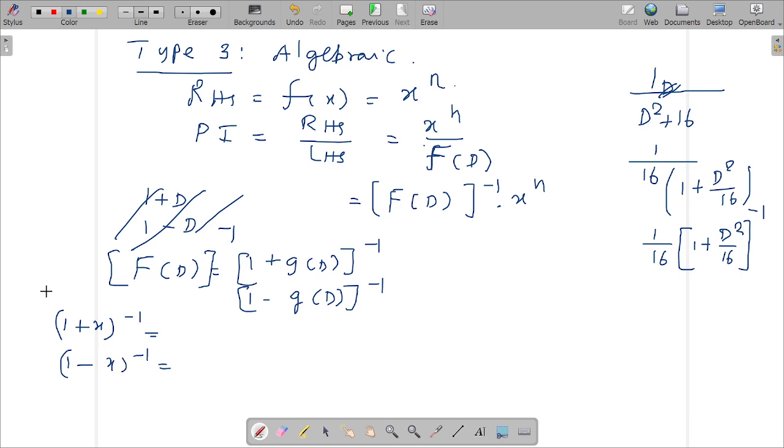This expansion is called the binomial expansion. Can anyone try to tell the answer for this: (1 plus x) power minus 1, (1 minus x) power minus 1 binomial expansion? No one knows that.